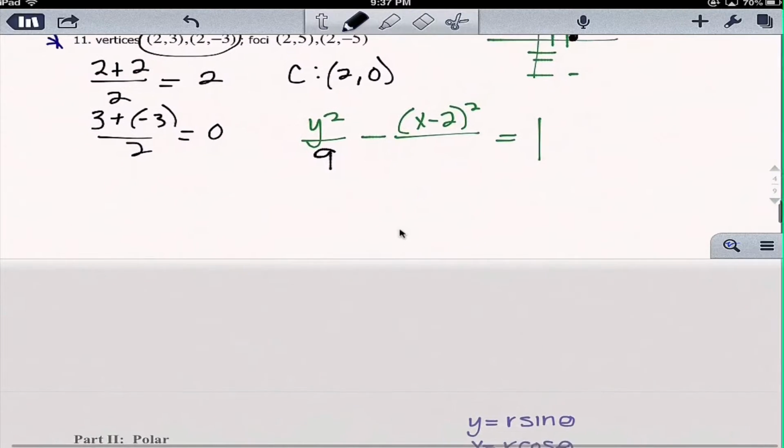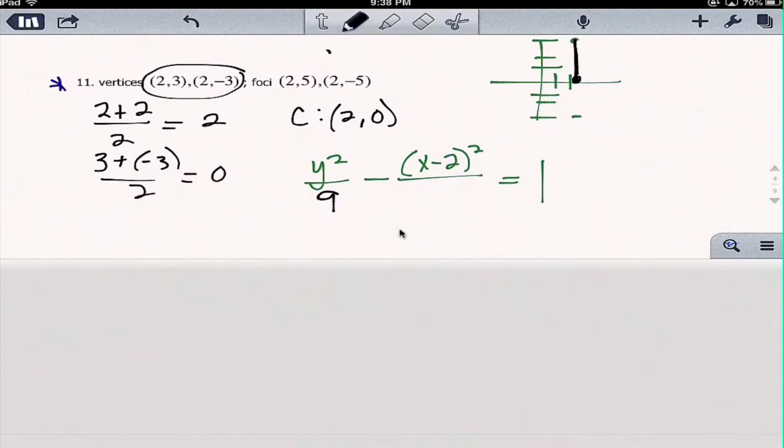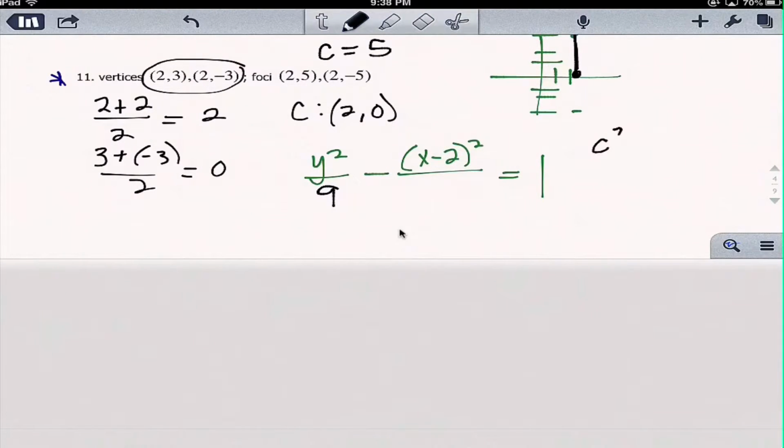To find the other thing, what I need to do is figure out what c is. How far am I moving from the center to the foci? If the center's at (2, 0) and the foci is at (2, 5), I'm moving 5. Okay, our formula for this is c squared equals a squared plus b squared. Notice in a hyperbola where we have a minus in the equation, the way we find foci has a plus in it. When we're dealing with an ellipse, which has a plus, the way we find the foci is going to be with a minus.